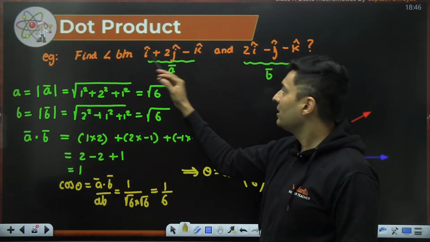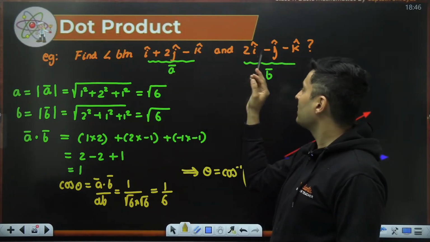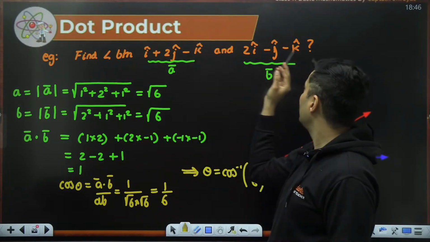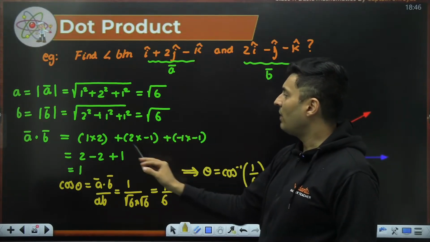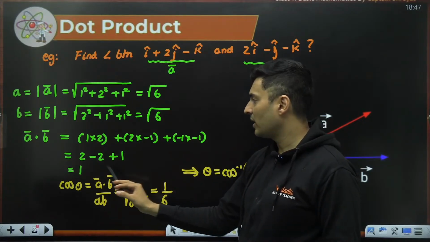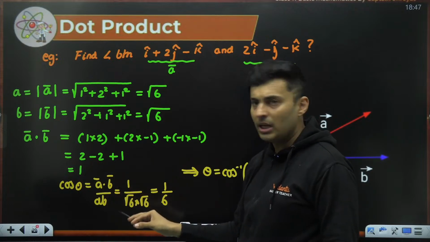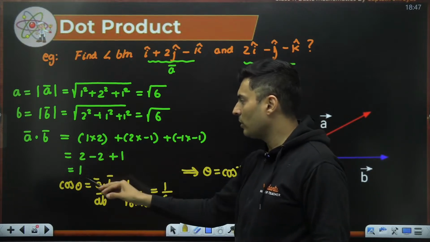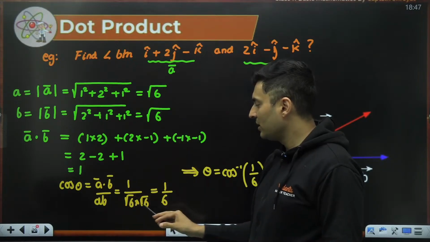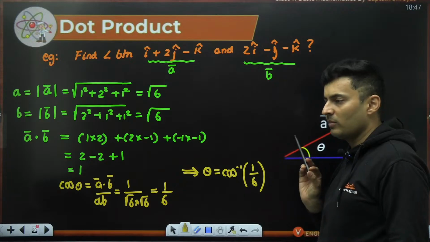A dot B means AX BX, which is 1 into 2, AY BY, which is 2 into minus 1, and AZ BZ means minus 1 into minus 1 over here. This is 2, this is minus 2, this is plus 1. This cancelled, 1 will come. So cos theta is A dot B by AB. So A dot B, we figured it out from here. A is nothing but root 6, B is also root 6. So root 6 into root 6 is 6. So theta will be cos inverse of 1 by 6.